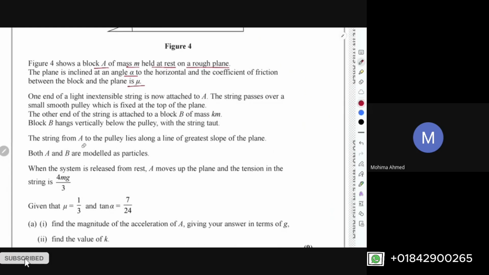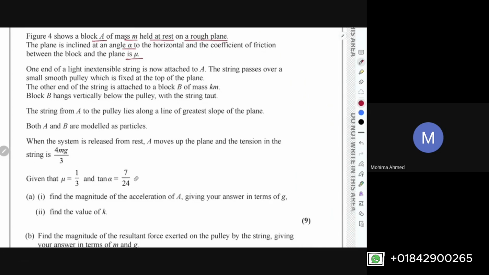The string from A to the pulley lies along the line of greatest slope of the plane. That means the string is inclined parallel to the plane, and A and B are both modeled as particles. When the system is released from rest, A moves up the plane, and the tension in the string is this much. Given mu is this and tan alpha is this, calculate the magnitude of the acceleration, giving your answer in terms of g.